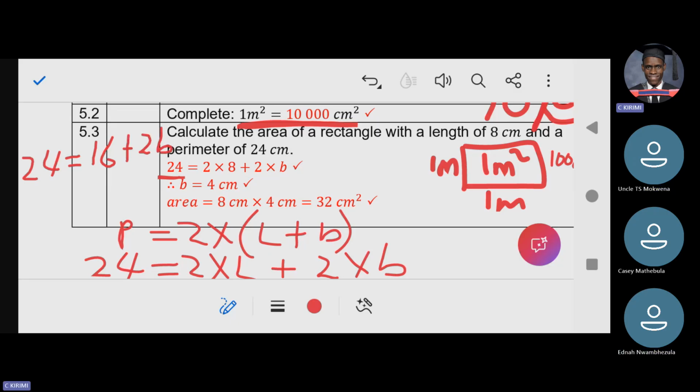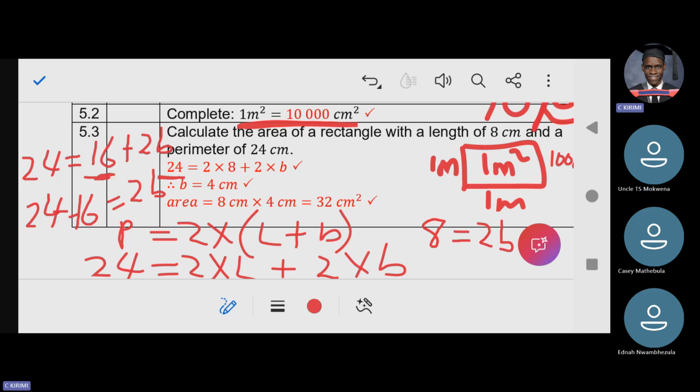Then you use your inverse operations. You remove this 16 from the right, you put it to the left. So now it will be 24. If it comes to the left, it's the inverse of addition, subtraction. 24 minus 16 is equal to 2b. 24 minus 16, it's 8. 8 is equal to 2 times b.